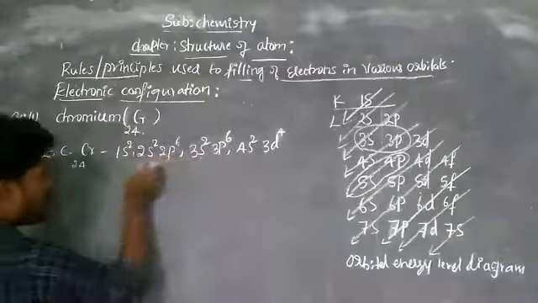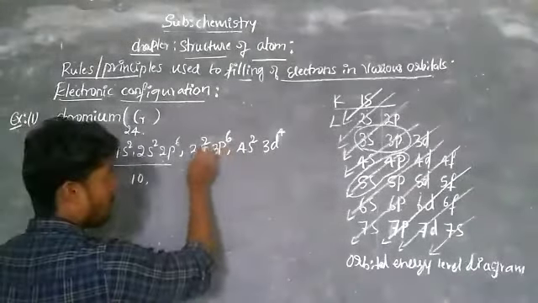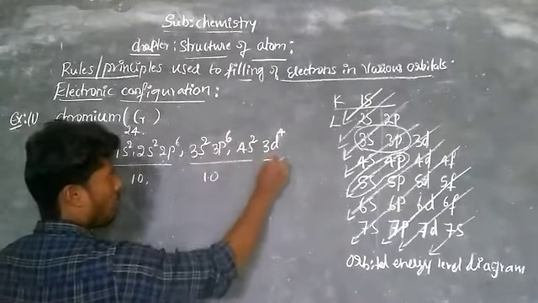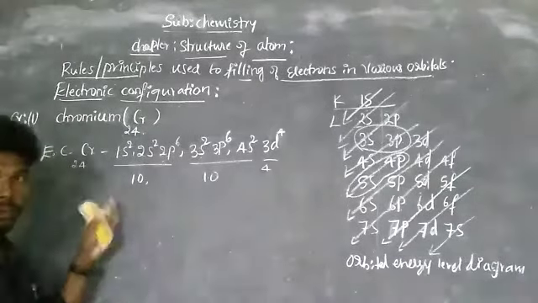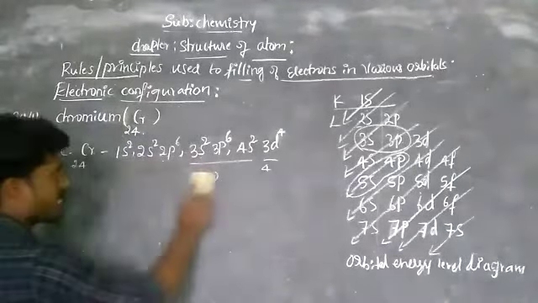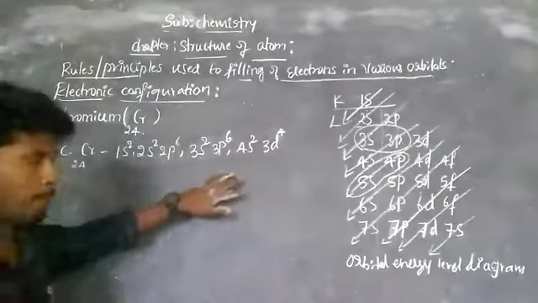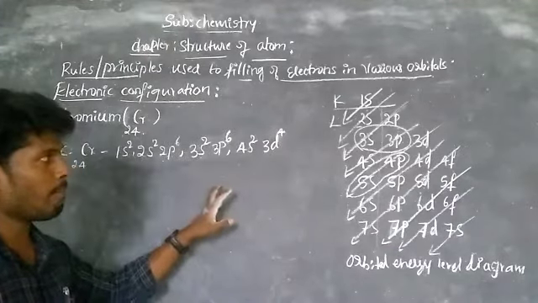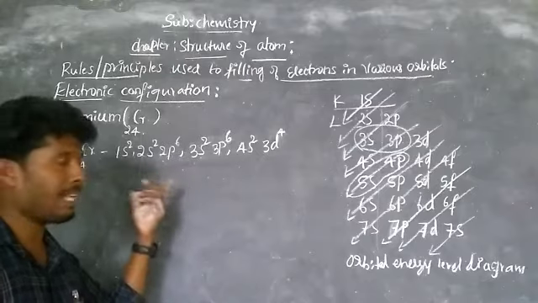See, there are 24 electrons. 2 plus 2 plus 6 is 10 electrons, and 2 plus 6 plus 2 is 10 electrons, and 4 electrons. How many electrons are there? 10 plus 10 plus 4, 24, right? Means the electron filling is completed. This is the electronic configuration we get by applying Hund's rule, Pauli's exclusion principle and the Aufbau principle, then the n plus l value rule.